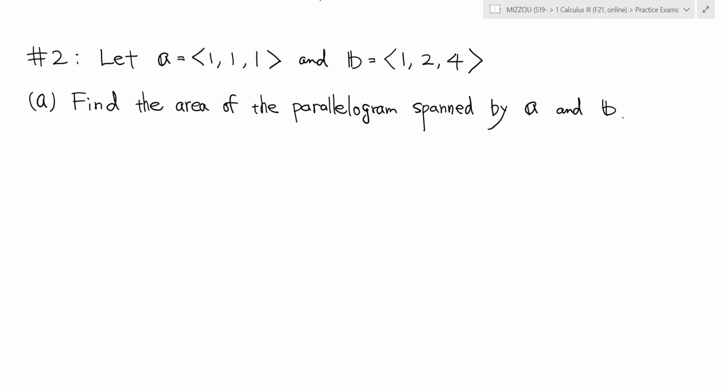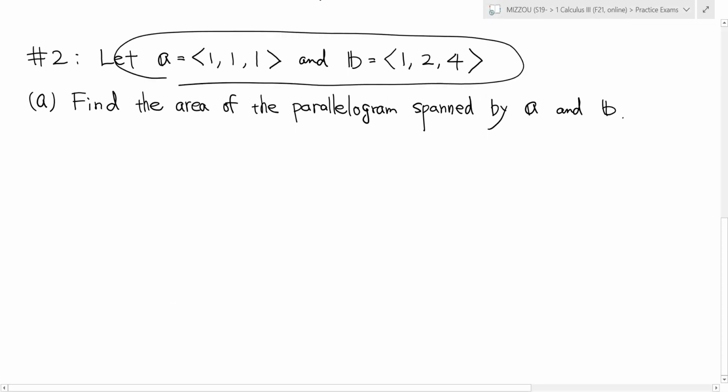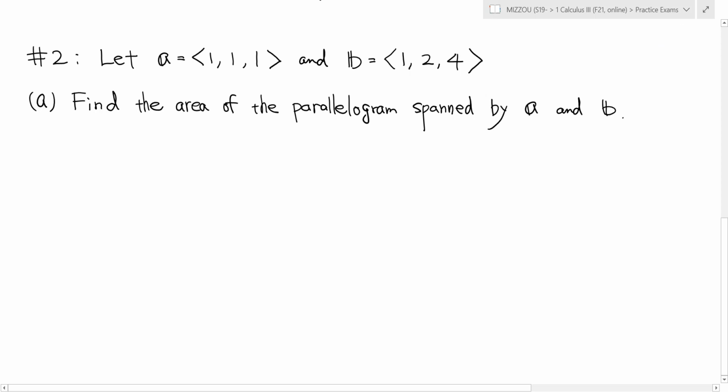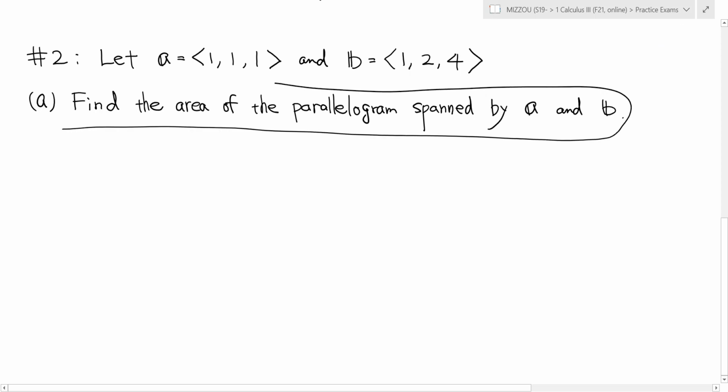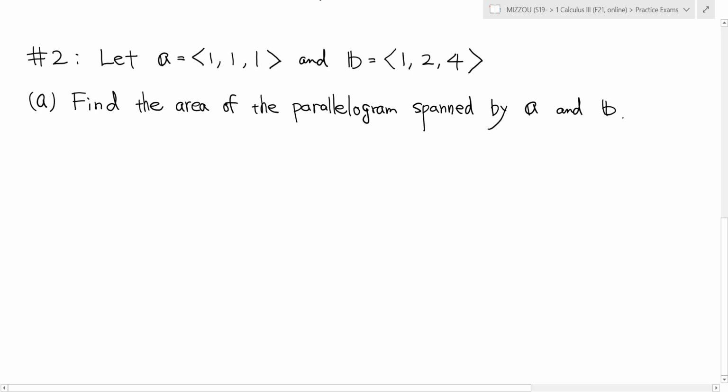All right. So this is number 2. Let A and B be vectors like those, vectors in R3. Part A, find the area of the parallelogram spanned by those two vectors. Now, here's the answer. Let's remember, how do you find the area of the parallelogram spanned by two vectors? Well, if this is A and this is B, then the parallelogram spanned by the two vectors is this parallelogram.